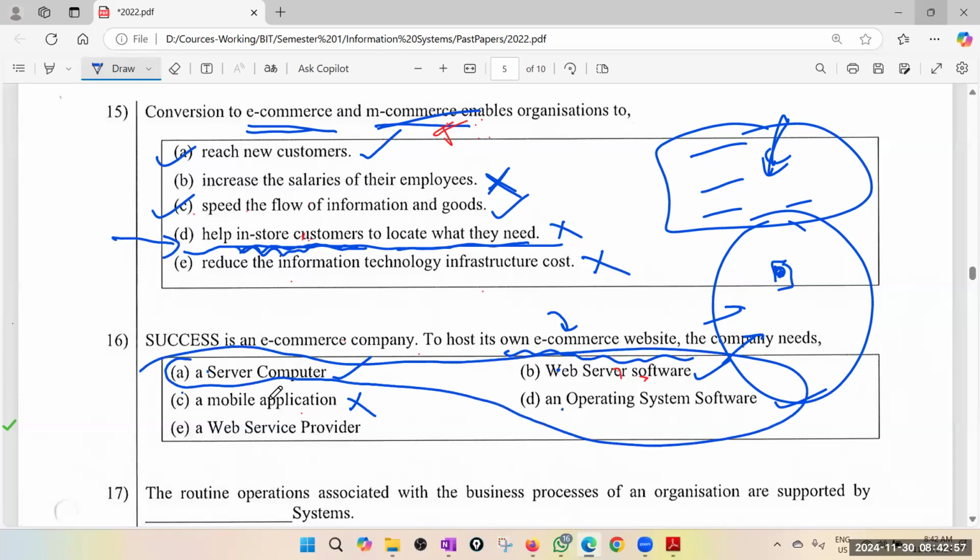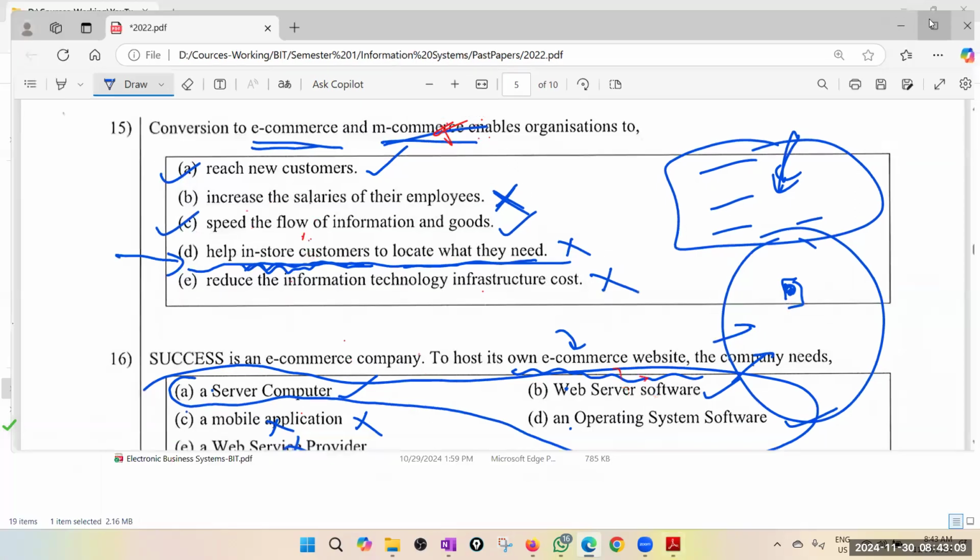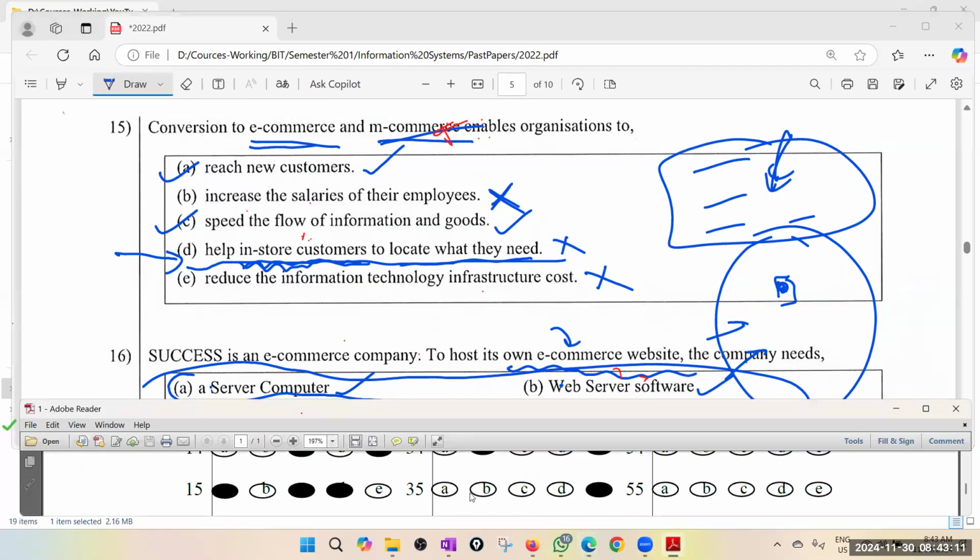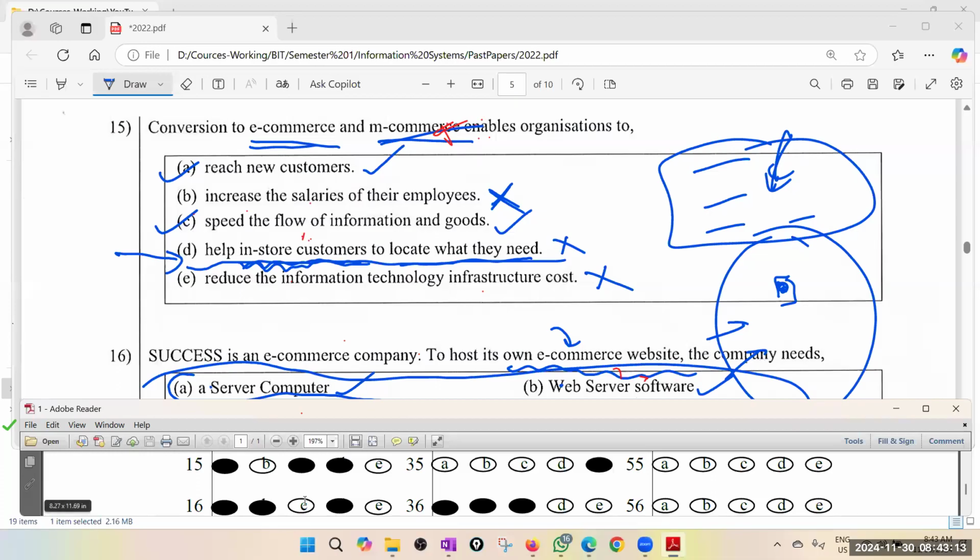Of course, you don't need a mobile application. The web service provider is needed only when you are calling another service, but that is not mentioned. So I'll go for A, B, and D. Question 16. Yes, A, B, and D. The examiner has taken A, B, and D only.